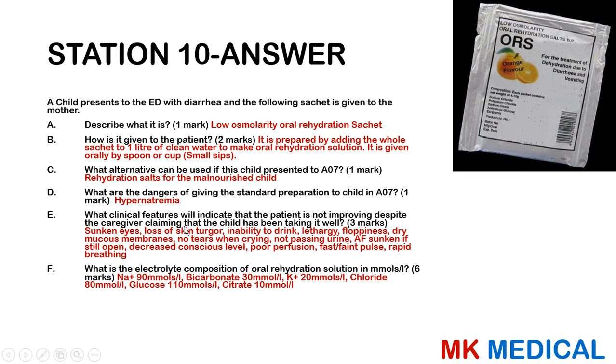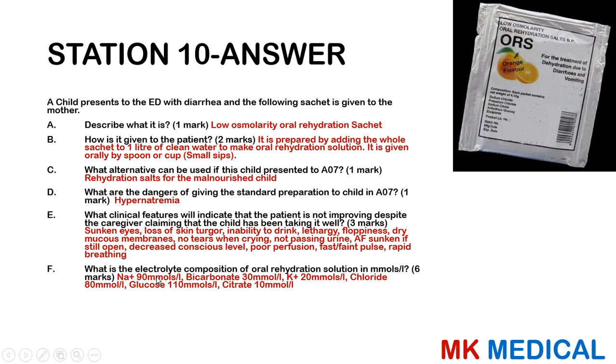And how do we know that the child is not improving despite their hydration? They'll still have features of dehydration: the sunken eyes, the loss of skin turgor, the inability to drink, lethargy, floppiness, dry mucous membranes. When they cry, they won't have any tears. Not being able to pass urine. The anterior fontanelle may be sunken, if it is still open. There may be a decreased level of consciousness, poor perfusion, a fast and faint pulse, as well as rapid breathing.